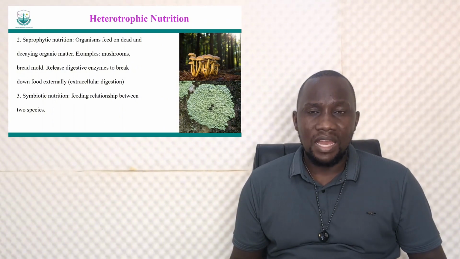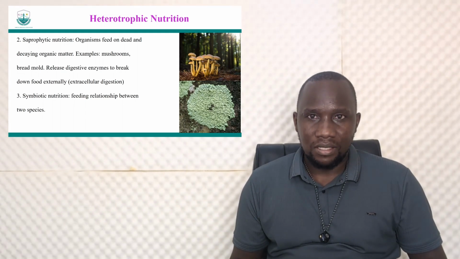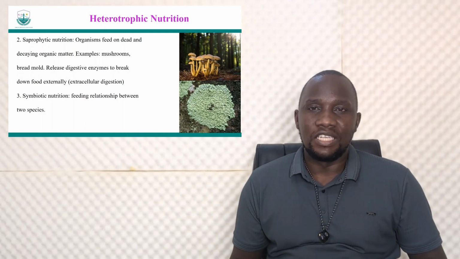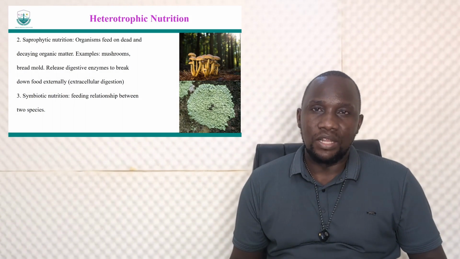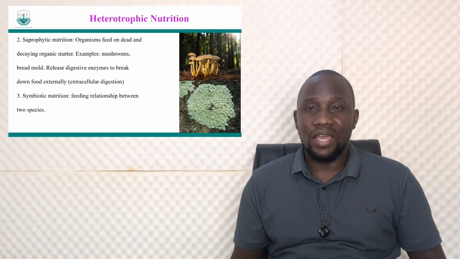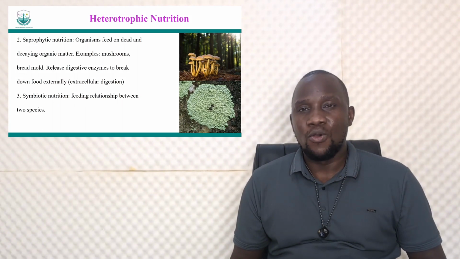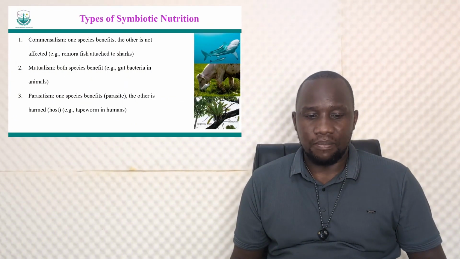And then the third type of heterotrophic nutrition is what we call symbiotic nutrition. So with this, we have two species that are involved in a nutritional relationship. So we have feeding relationships, and we are going to see what are the types of symbiotic relationships, because they are also quite a number, depending on whether the organisms both benefit or they don't benefit, or whether one benefits and the other does not benefit. Okay, so let's look at them.